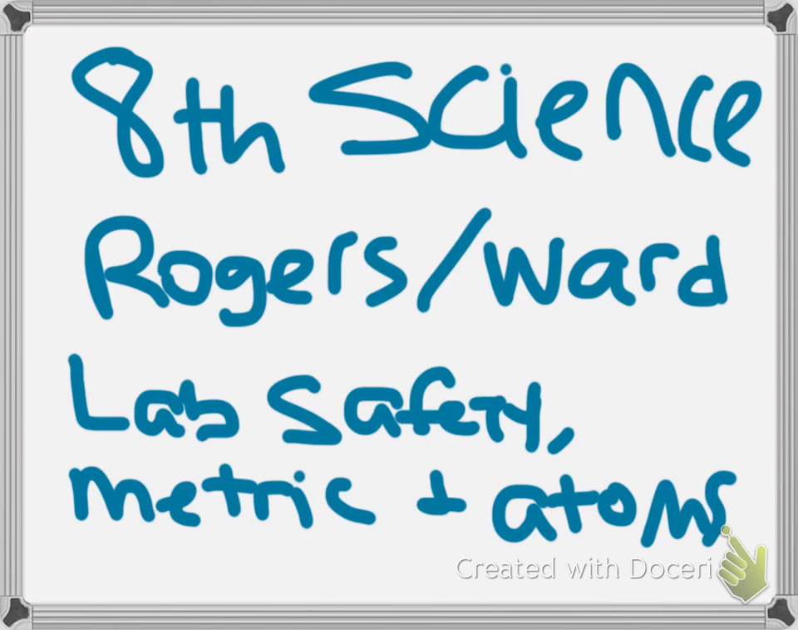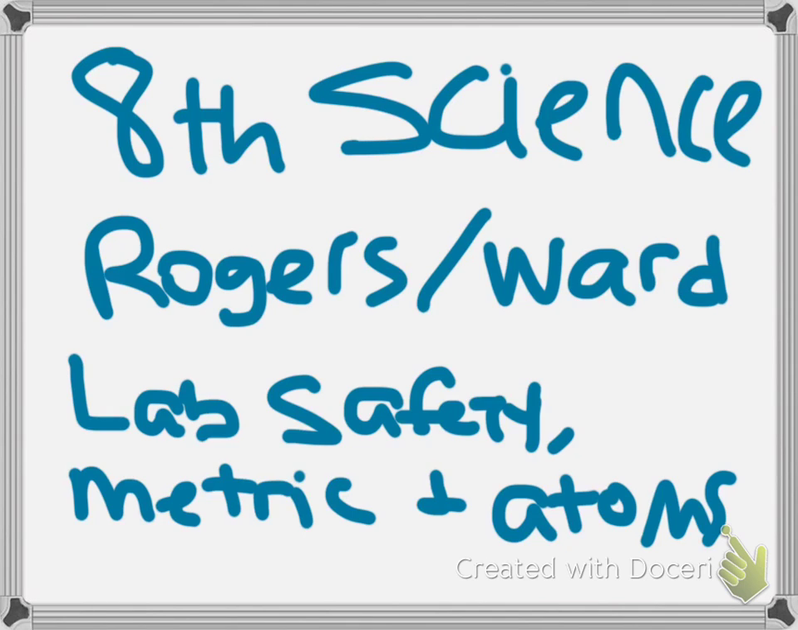Number 20. Which subatomic particles have a negative charge? F, neutrons only. G, electrons and neutrons. H, protons only. Or J, electrons only.